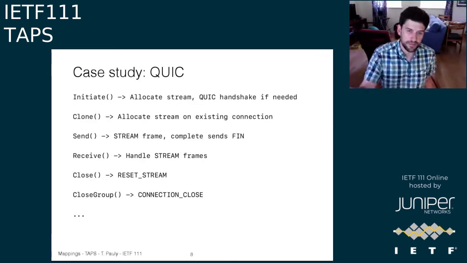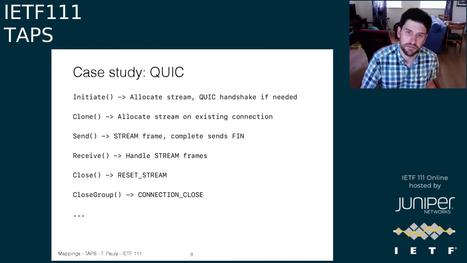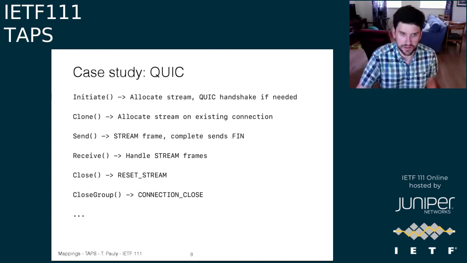So in this example, you could go through all of the different actions that you would need to map, and you say, okay, when I initiate a QUIC stream, I have to allocate a stream ID. Maybe I need to start the QUIC handshake if that's not already done on my multiplexing group. We can define what it means to clone, how you send, how you receive, fairly straightforward.